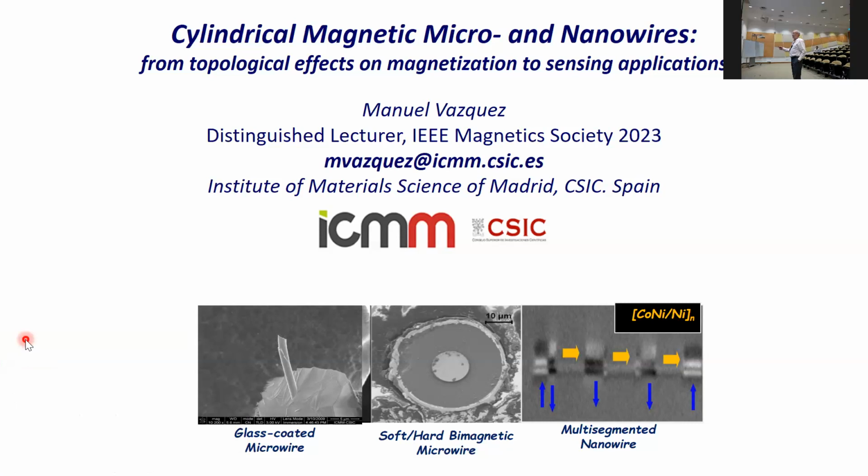Okay. So I will be talking about cylindrical micro and nanowires. I emphasize the word cylindrical because, as many of you know, when you are talking about nanowires, many times it's nanostripes. In my case, it's always cylindrical shape. And in fact, we are profiting from this cylindrical shape for some more or less fundamental studies, but also applications.